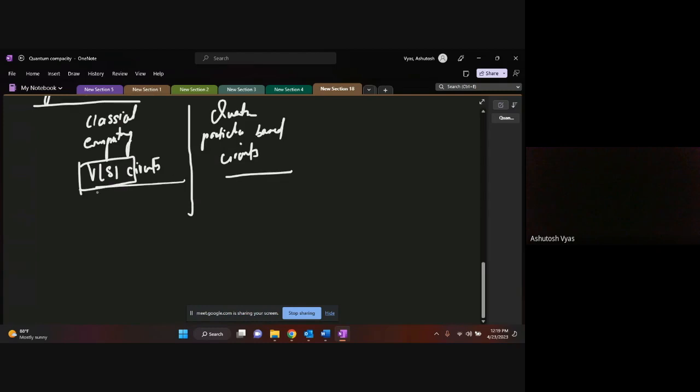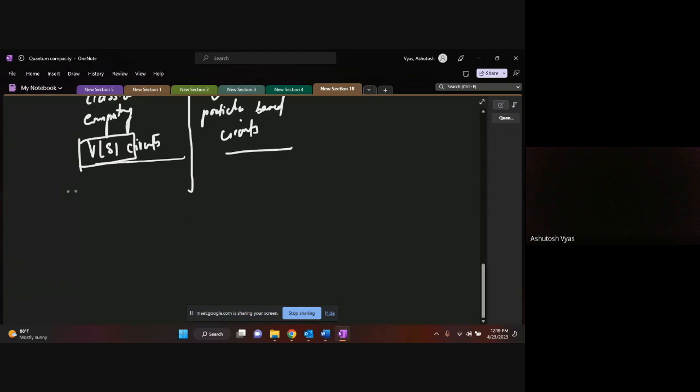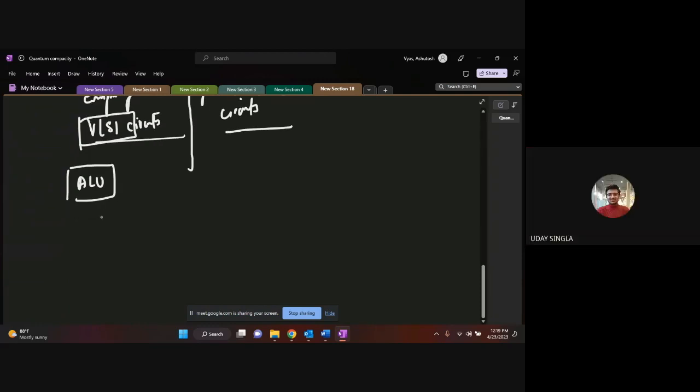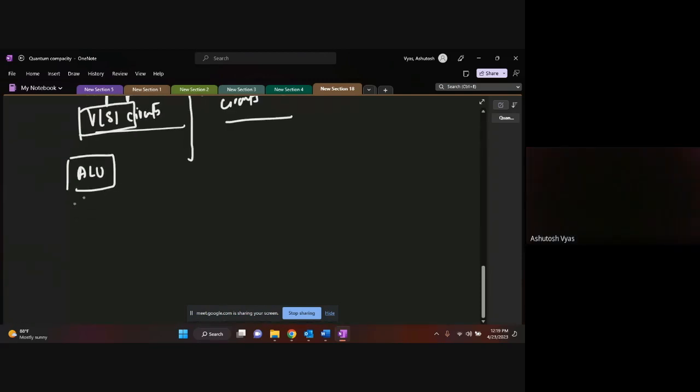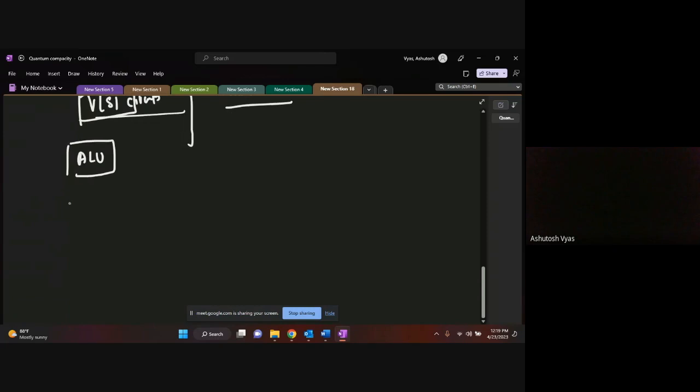Okay. So right now, if you see in your local computer, there is something called the arithmetic logical unit. I think all of you would have read it, correct? It is called the ALU, right? Yes. Right now, how is the ALU designed?